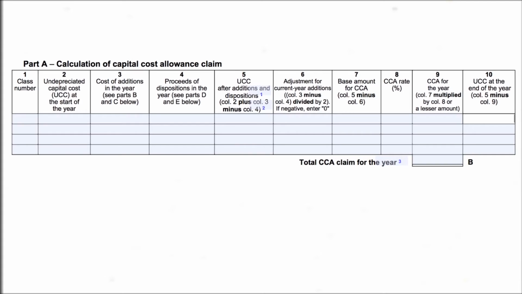Step 8. Calculate the capital cost allowance, which is also known as tax depreciation. CCA is a tax-deductible expense. In this example, assume that you purchased the rental condo on February 2nd, 2016 for $300,000. In column 1, enter CCA class number 1. In column 3, enter $300,000, which is the total of the additions for the year. Enter the same amount in column 5. In column 6, enter $150,000, which is equal to 1/2 of the purchase price of $300,000.